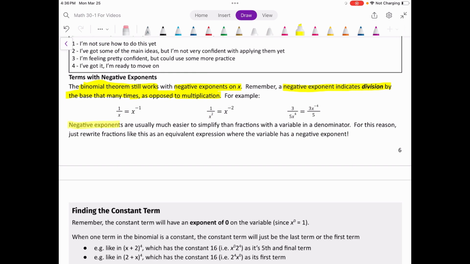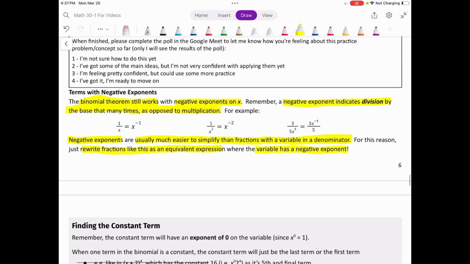Now, why are you being reminded of this? Well, negative exponents are usually much easier to simplify than fractions that have a variable in a denominator when doing the binomial theorem. So in general, this is a lot easier to work with than this, even though they are completely equivalent. So when we're doing the binomial theorem, we'll want to rewrite fractions like this as an equivalent expression where the variable has a negative exponent, because then it just comes down to applying the binomial theorem and keeping track of that negative exponent, but nothing changes in how you have to think about it.